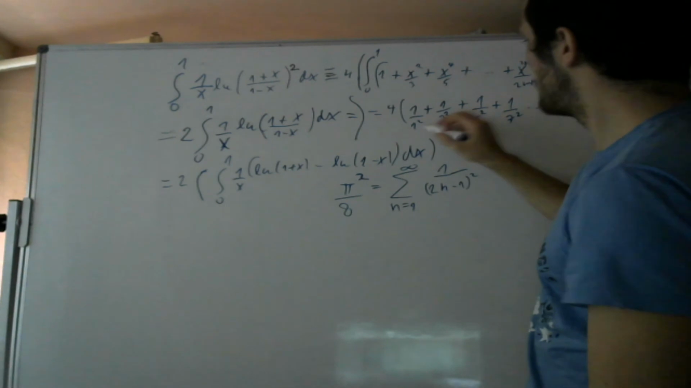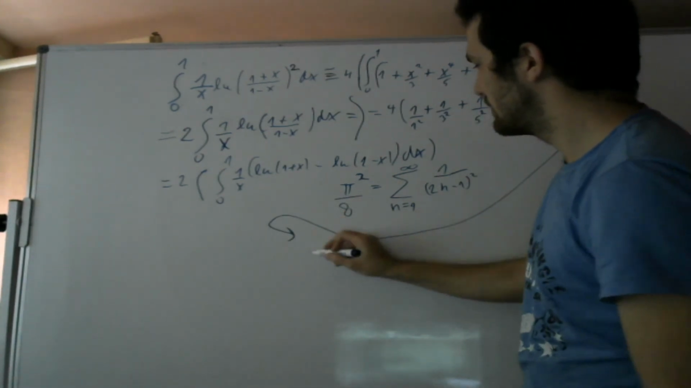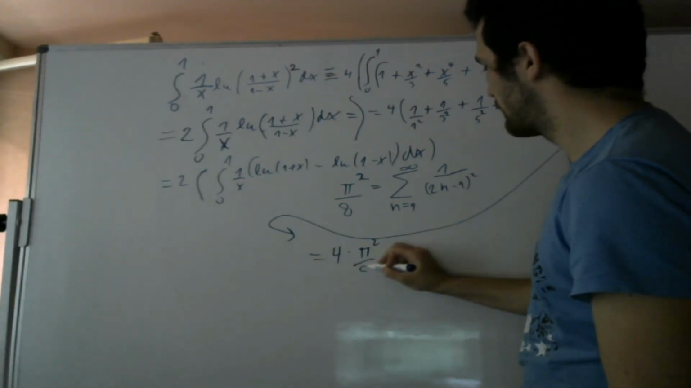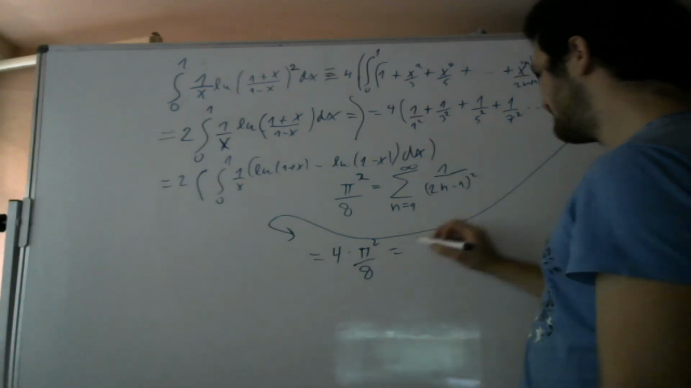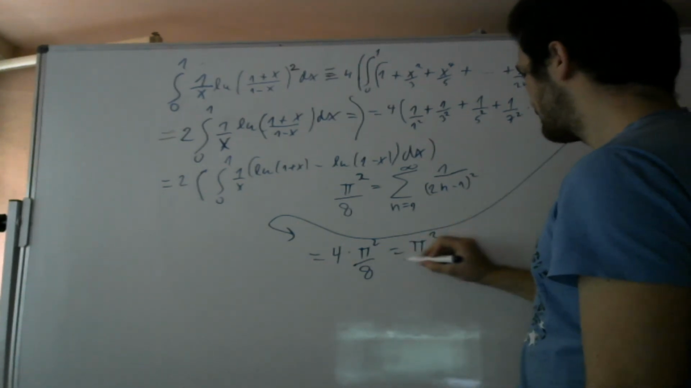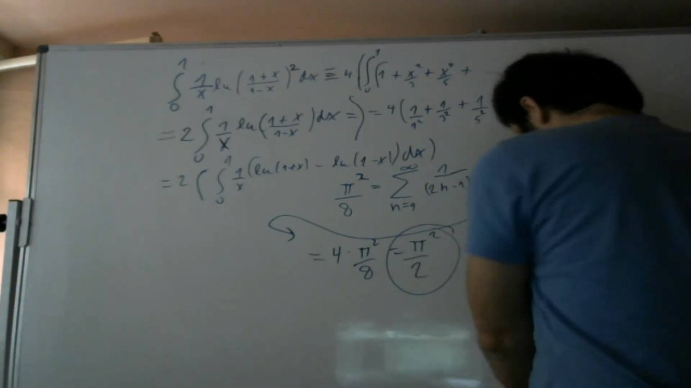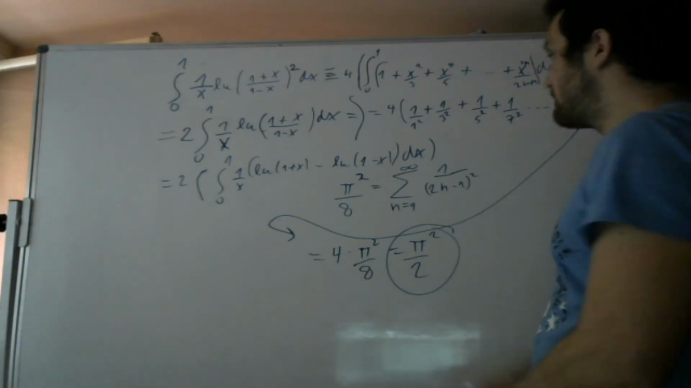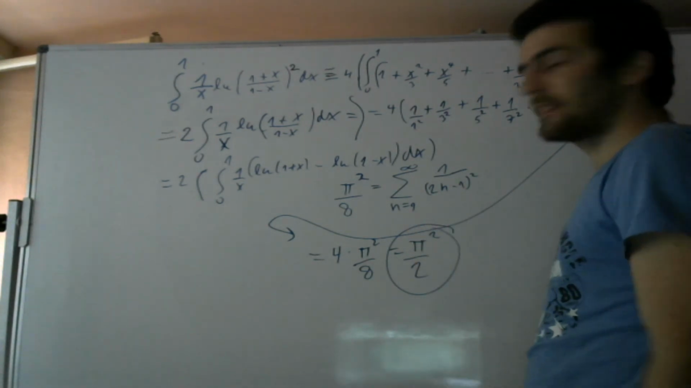So our result equals 4 times pi squared over 8, which equals pi squared over 2. What can I say? This was an interesting integral. If you want to see a proof of the sum, you can see it in my last video.